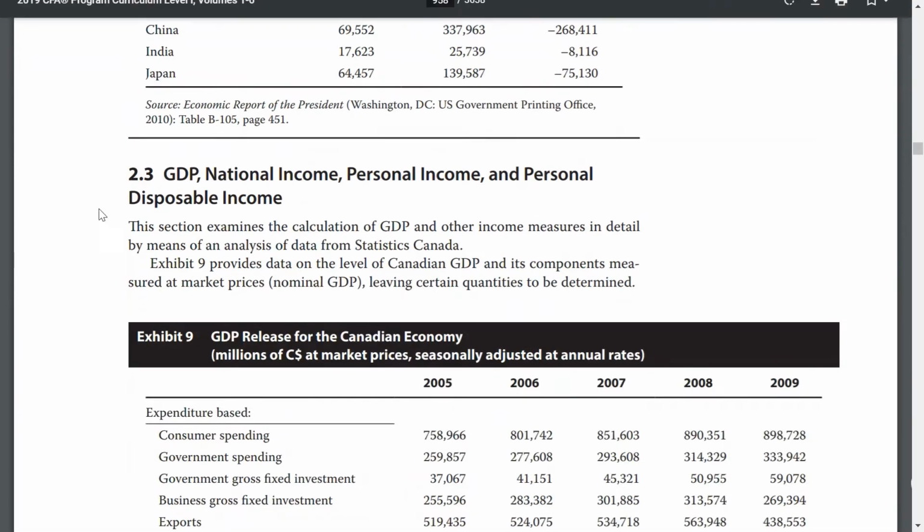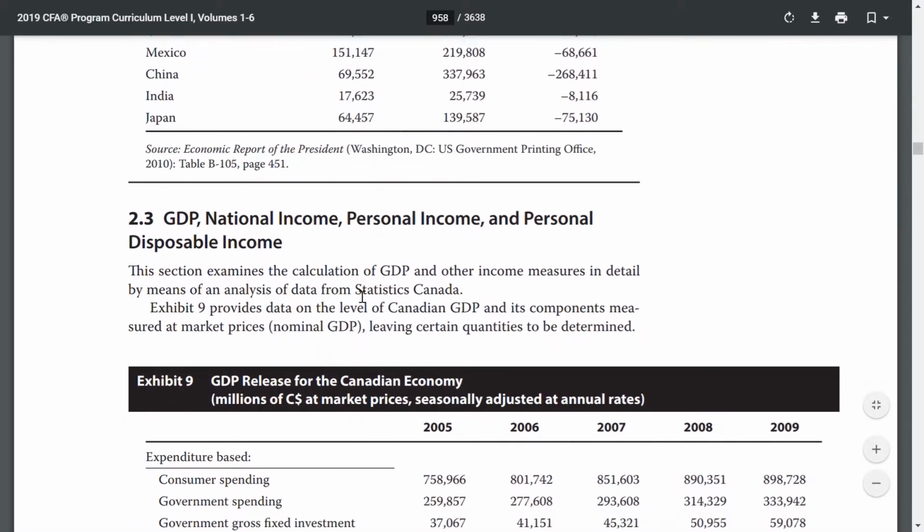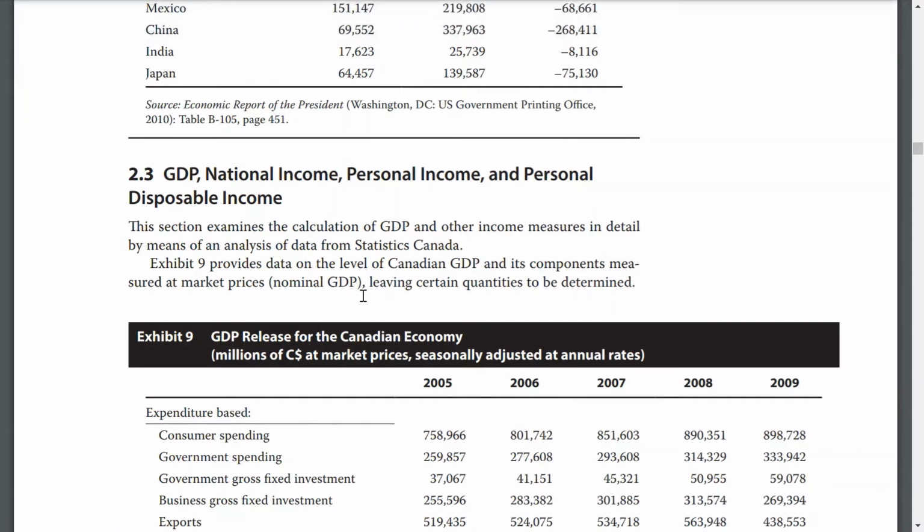Continuation of Exhibit A. 2.3 GDP, national income, personal income, and personal disposable income. This section examines the calculation of GDP and other income measures in detail by means of an analysis of data from Statistics Canada. Exhibit 9 provides data on the level of Canadian GDP and its components measured at market prices, nominal GDP, leaving certain quantities to be determined.